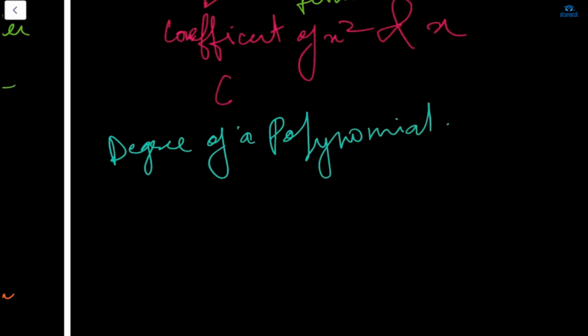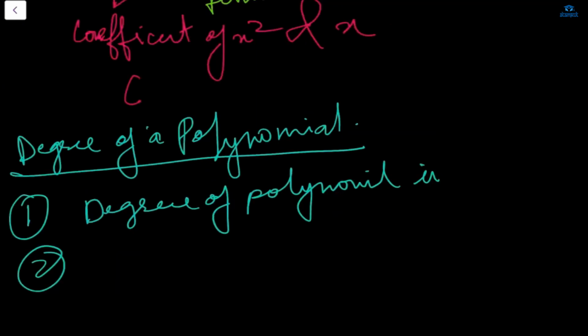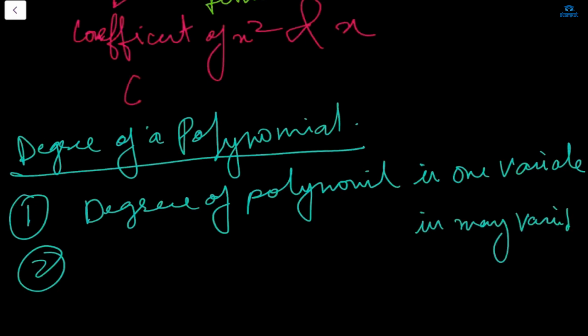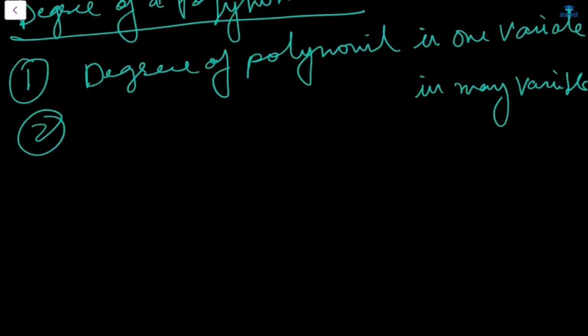Now, we have divided the degree of a polynomial on two bases. What are the two bases? Degree of a polynomial in one variable, when there is a single variable x, y, or z, and degree of a polynomial in many variables, or two variables you can say, when there are two or more than two variables.